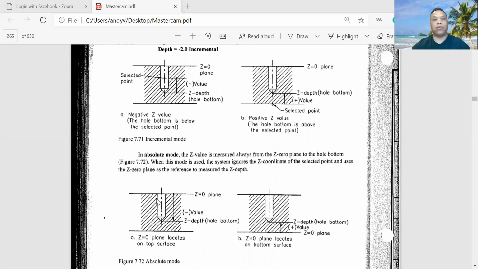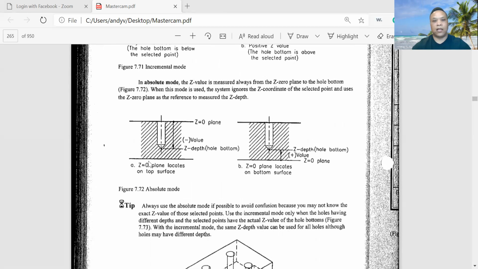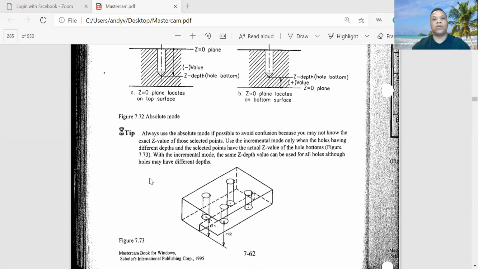Okay, in absolute mode, the Z value is always measured from the Z0 plane to the hole bottom. When this mode is used, the system ignores the Z coordinate of the selected point and uses the Z0 plane as the reference to measure the Z depth. The diagram right here also shows the Z equals 0 point right here.